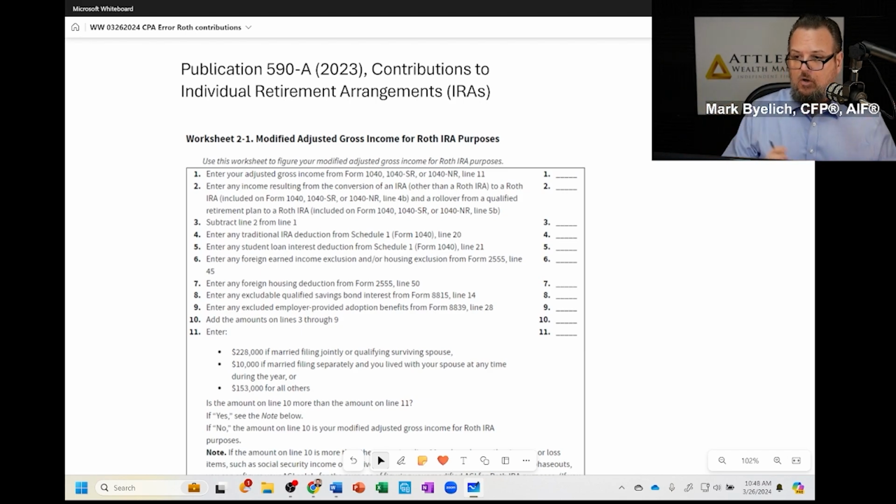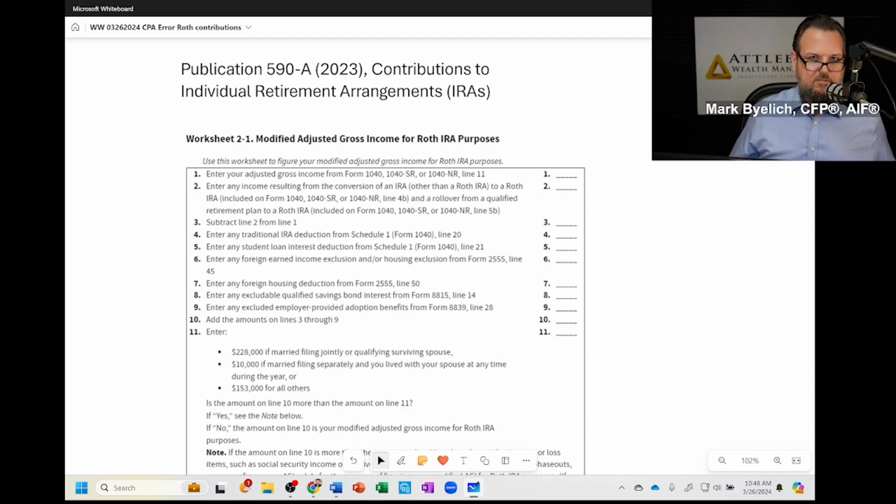A year ago, I was having a conversation with somebody, and this CPA doubled down. I had somebody write in to me and say, my CPA is telling me that I can't make a Roth contribution because my Roth conversion takes my modified adjusted gross income up too much. And I said, there's an exclusion for that. Tell the CPA there's an exclusion for that. And the CPA doubled down.